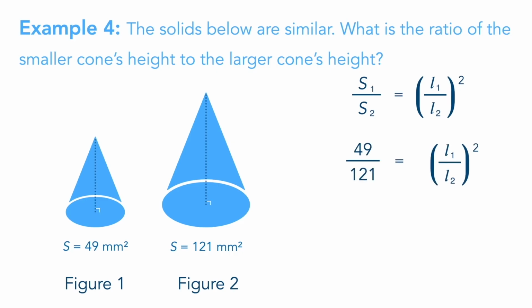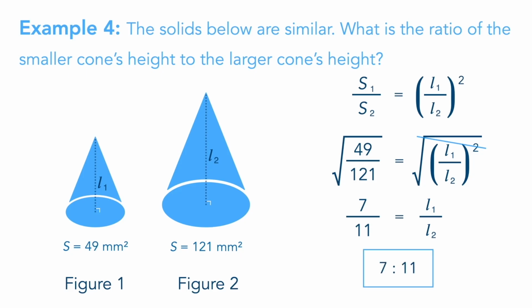If we substitute these values for surface area 1 and surface area 2, we can solve for the ratio L1 over L2. Since that ratio is squared in our equation, we can take the square root of both sides of this equation. To take the square root of a fraction, we just take the square root of the numerator and the square root of the denominator. The square root of 49 is 7, and the square root of 121 is 11. On the right, the square and the square root cancel, so we see that 7 over 11 is equal to length 1 over length 2. If we think of length 1 as the height of the smaller cone and length 2 as the height of the larger cone, this means the ratio between the cone's heights is 7 to 11.